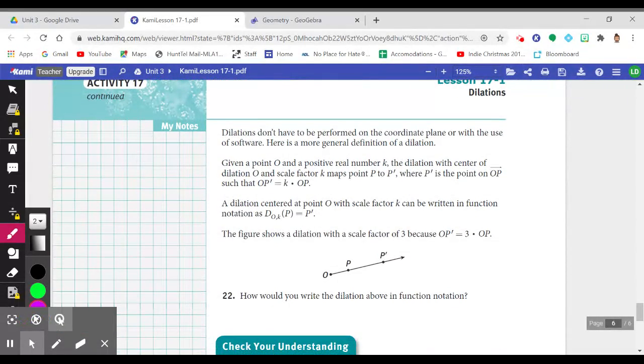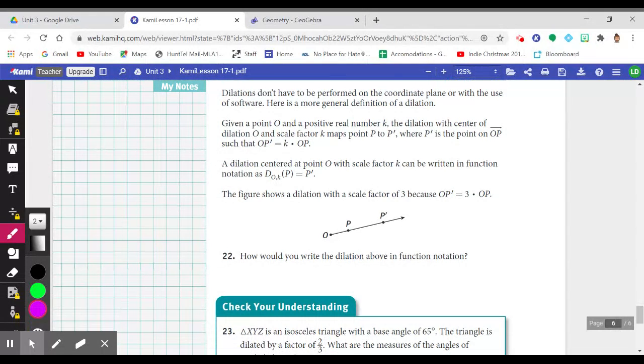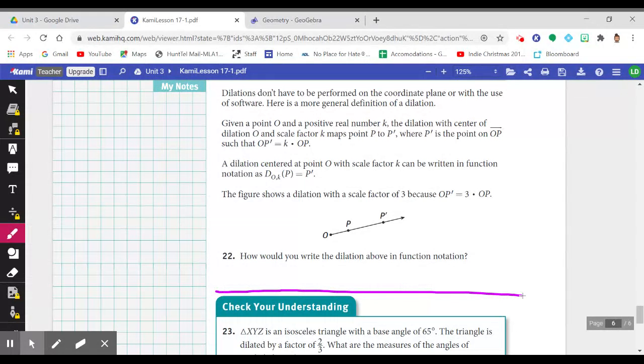Now, the last part of lesson 17.1, we want to go back and look at the notation we might see when the dilations are not on the coordinate plane. So dilations don't have to be performed on the coordinate plane or with the use of software. Here's a more general definition of a dilation. So take a moment, read through this text, go back if you need to, and refer to our previous understanding of this notation when off the coordinate plane before playing through the video.